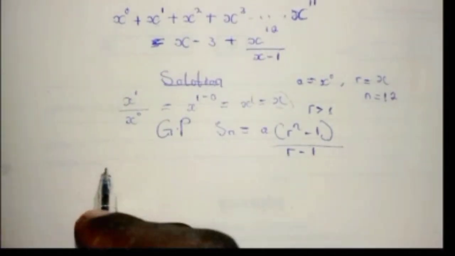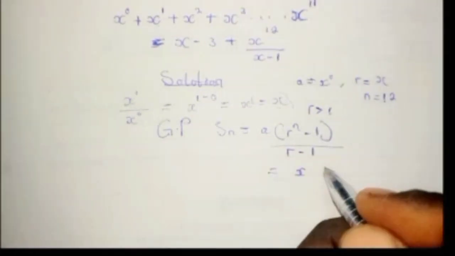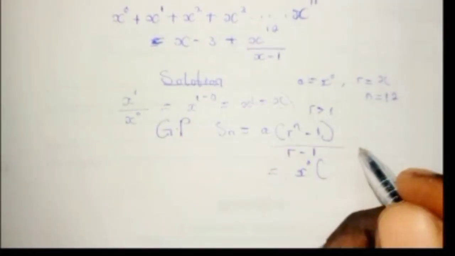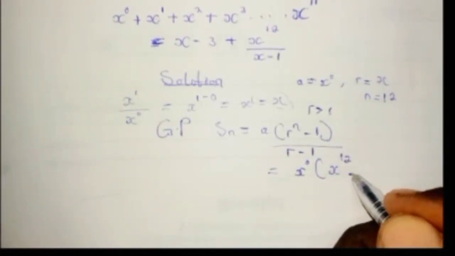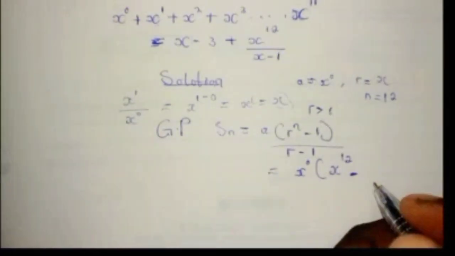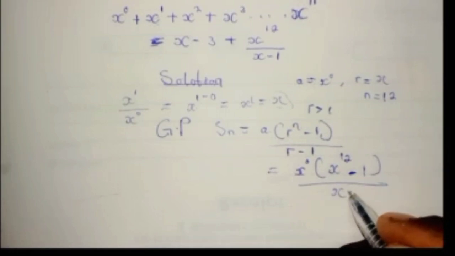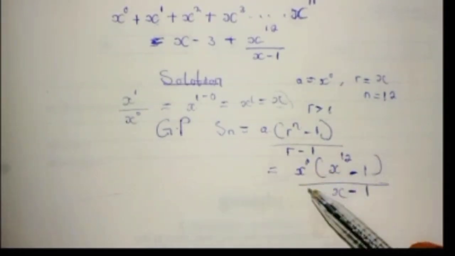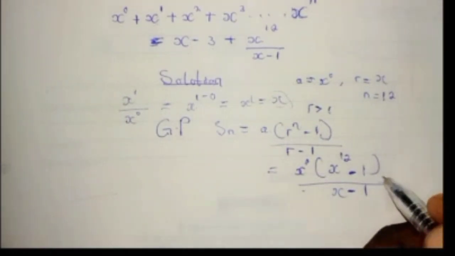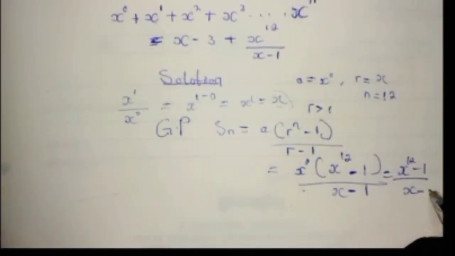Therefore, we have S is equal to x raised to the power of 0, open bracket, r raised to the power of n, and r is x, raised to the power of 12 minus 1, over x minus 1. So x raised to the power of 0 is 1. Therefore, since anything raised to the power of 0 is 1, we have x raised to the power of 12 minus 1 divided by x minus 1.